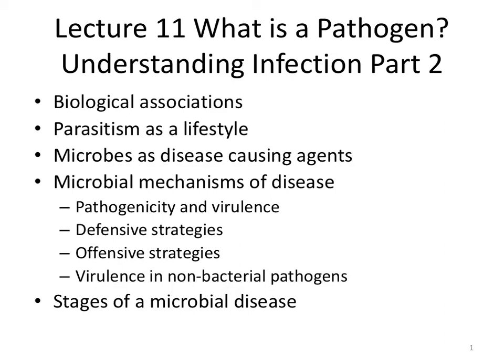This is part 2 of lecture 11, addressing what is a pathogen and understanding infection. In part 1, we talked about biological associations, parasitism, and microbes as disease-causing agents, and now we're going to move into discussing microbial mechanisms of disease and think about what virulence or pathogenicity factors actually are. And then we're going to conclude by describing the different stages of a microbial or infectious disease.